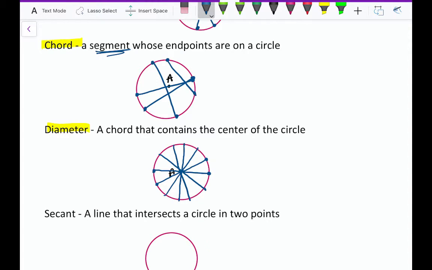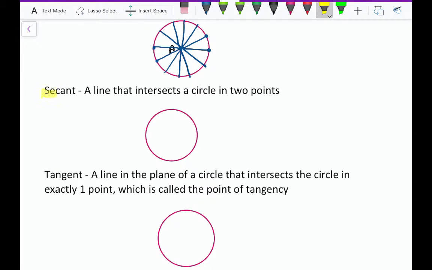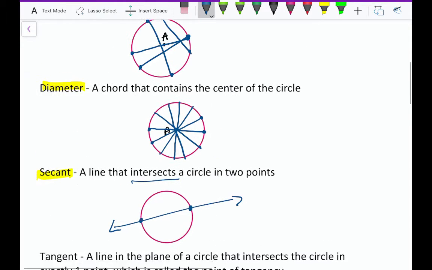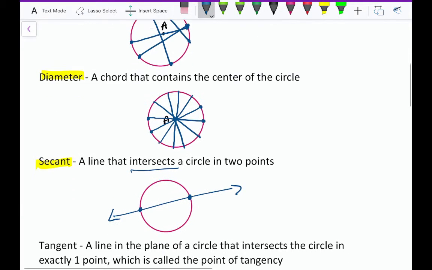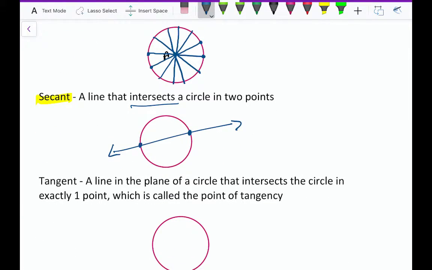That is the diameter. A secant, that's how you say that, secant is a line. What is a line? A line has no endpoints, and a secant intersects the circle in 2 points. So for example, this is a secant. It intersects here and here, but it is a line, not a segment. That's the main difference between a chord and a secant. A chord is a segment, a secant is a line. That's really important. So I could draw another secant here. I could draw a ton of secants, again, intersecting at 2 points.